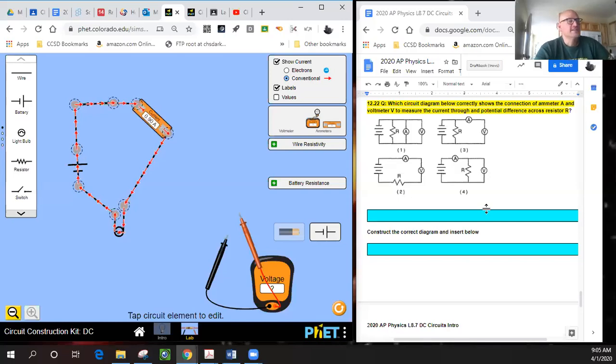Okay, so let's see which answer works correctly here. Hopefully you selected A, or maybe not A. Actually it's not A, let's double check. It should be number 4. Let's take a quick look and see how we might do that. I'll go ahead and reset here.